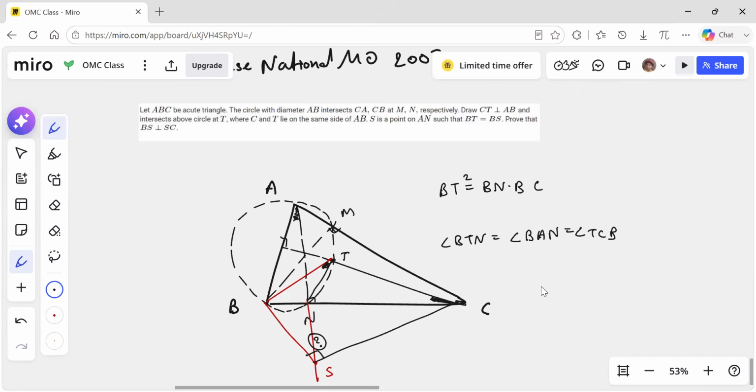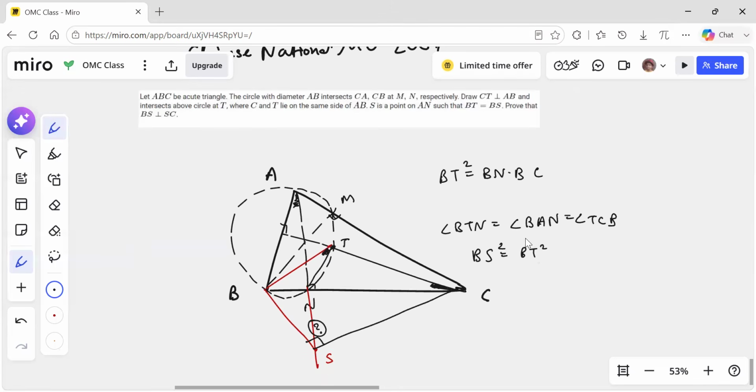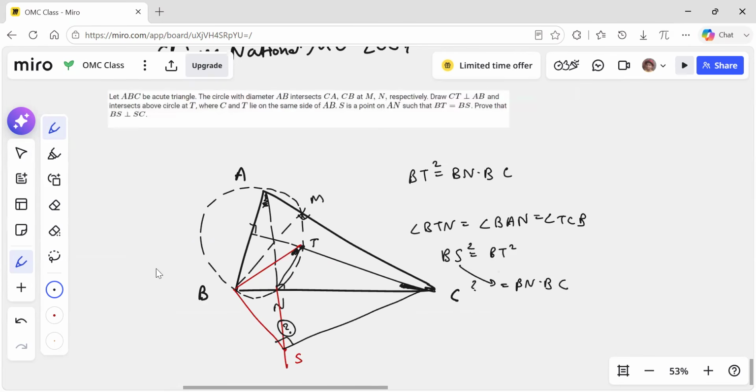Then we also have that BS square is equal to BN into BC. BS square is equal to BN into BC. Okay, we need to show that, right? No, we show it because BT is equal to BS. Okay, so you're basically done. Yes. Nice, nice.